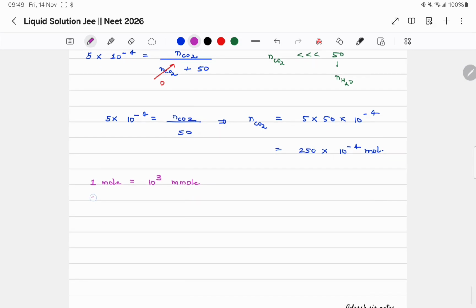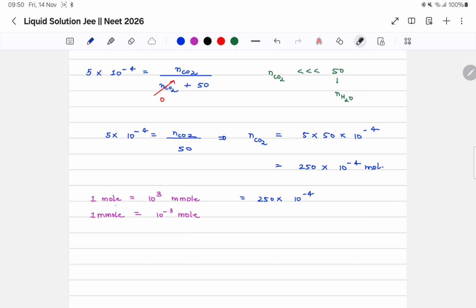So by the same analogy, what can I write? 1 millimole. Ratio and proportion. 1 millimole will be equal to what? 10 to the power minus 3 mole. That's it. Just I got the answer. Just I have to put the value. I'll be writing 250 into what? 10 to the power minus 4. Now tell me, in the place of this mole what can I write? I can write 10.